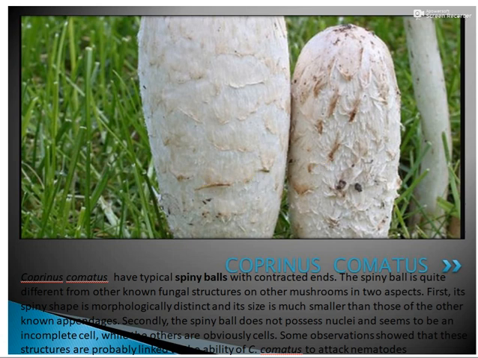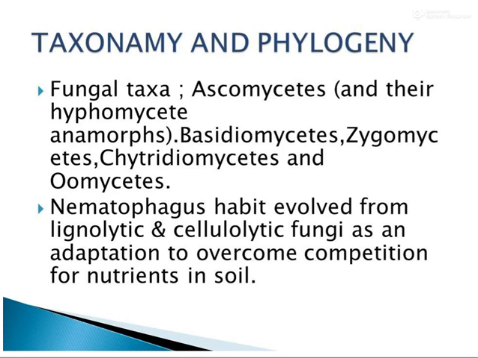So these are two examples of nematophagous fungi, but we will be exploring many more variants. If we look into the taxonomy and phylogeny of nematophagous fungi, they mainly include ascomycetes, basidiomycetes, zygomycetes, chytridiomycetes, as well as oomycetes. So these are all different types of nematophagous fungi which we come across, and the nematophagous habit evolved from the lignolytic and cellulolytic fungi as an adaptation to overcome the competition for nutrients in the soil.